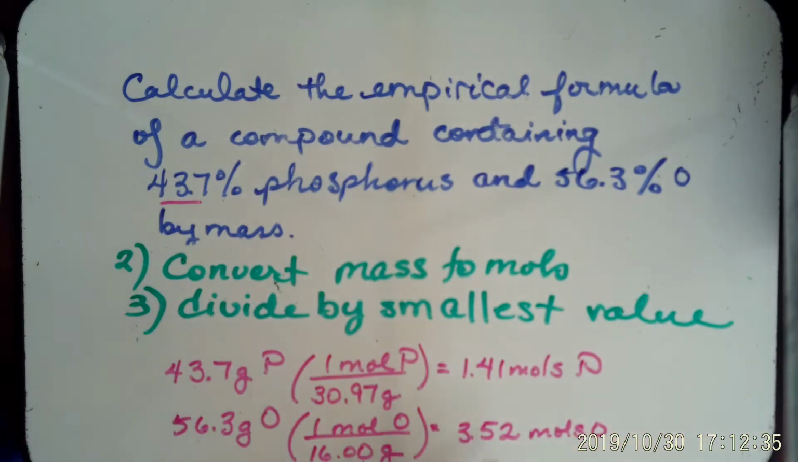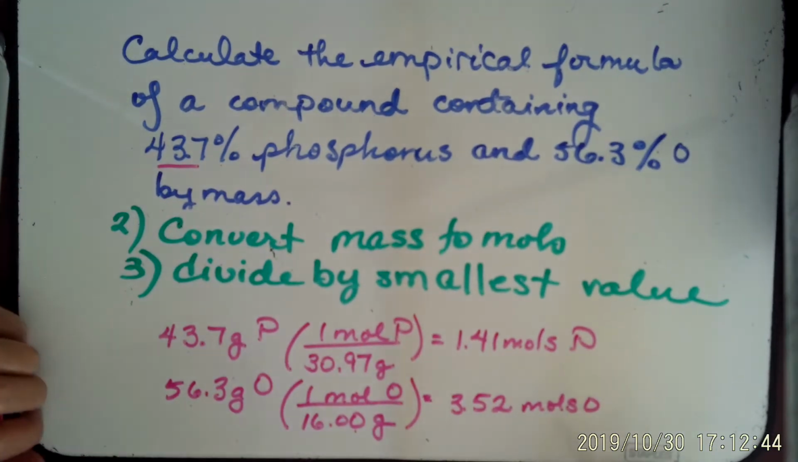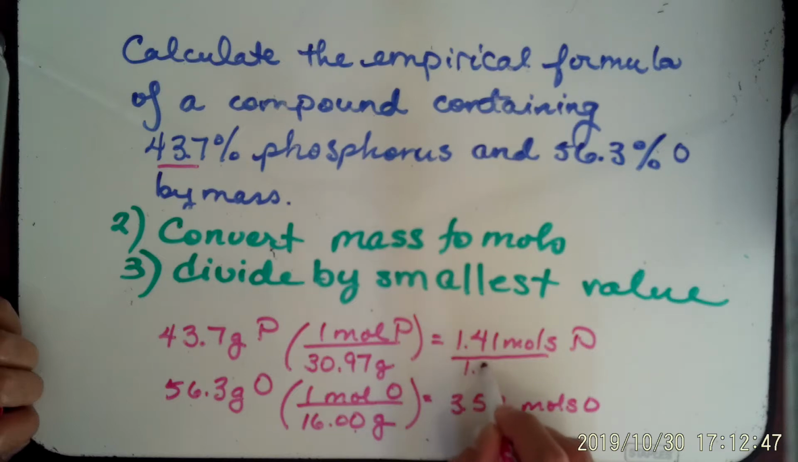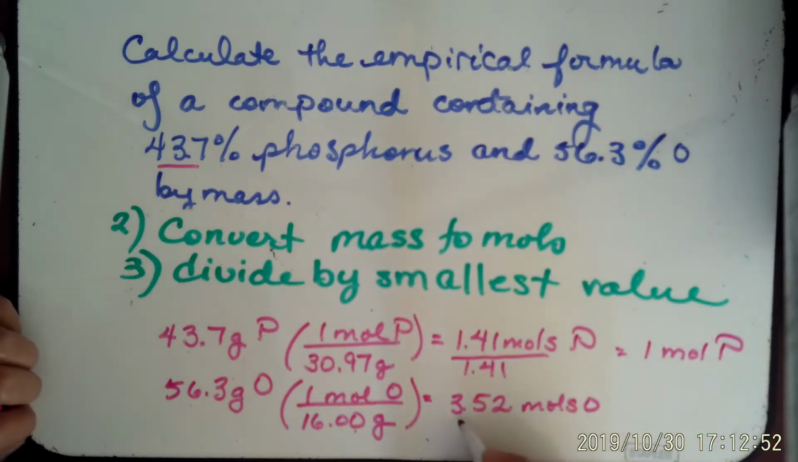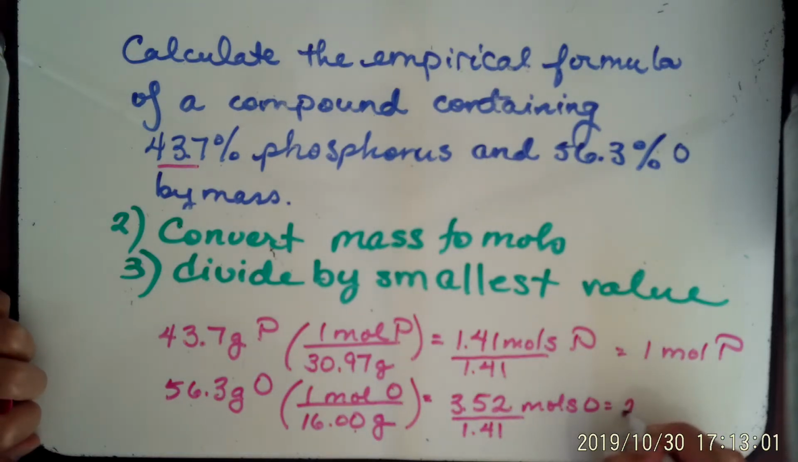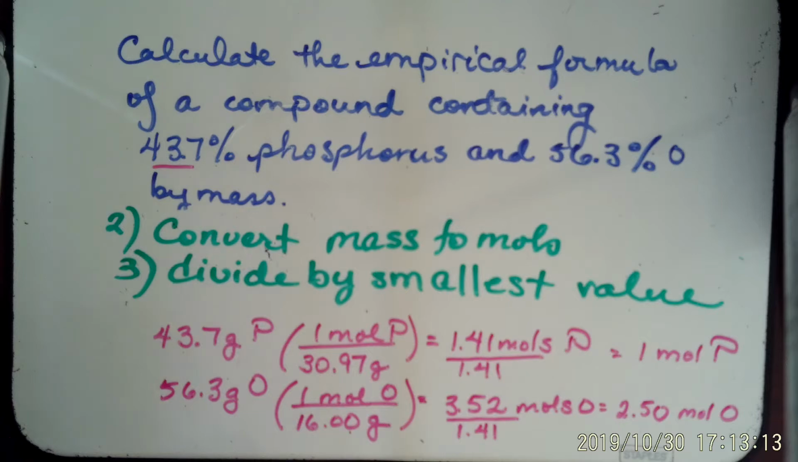Okay, so the smallest value in this case will be the 1.41. So we're going to divide everything by 1.41, which gives us 1 mole of phosphorus. And dividing the oxygen by 1.41, we get 2.50 moles of oxygen.